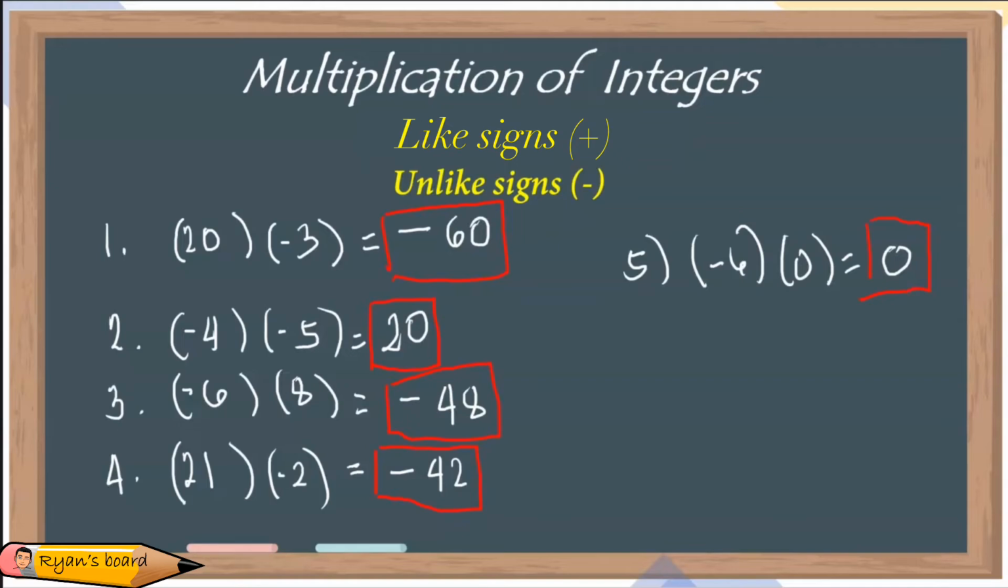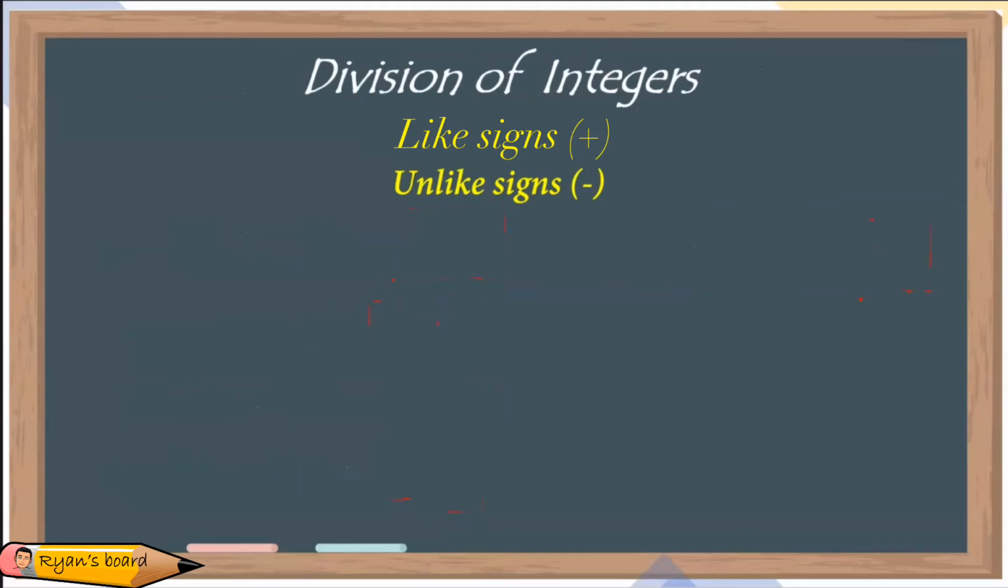Okay? Now, let us proceed to the division of integers. Si multiplication and division ay magkapatid yan. Iisa lang ang rule sa pag-simplify niyan. So, kapag like sign, positive. Kapag unlike signs, negative. Pero ang kaibahan nga lang nila, syempre sa division, you have to divide the numbers. Okay? Let's say, for example, 45 divided by 5. Okay? This is the symbol for division. Or you can write 45 divided by 5. They are the same. Okay?